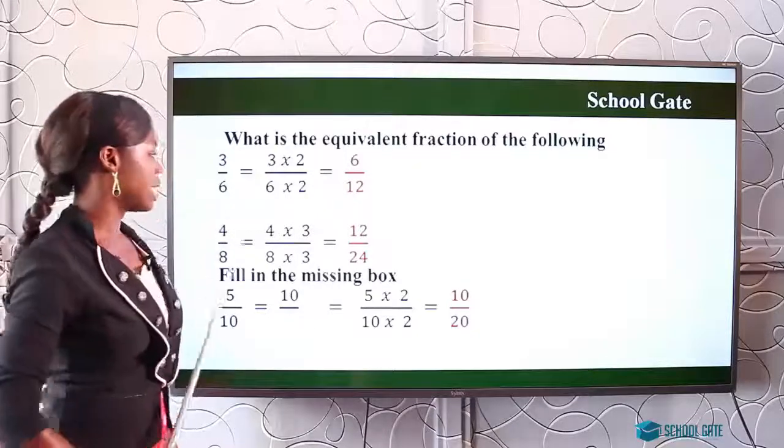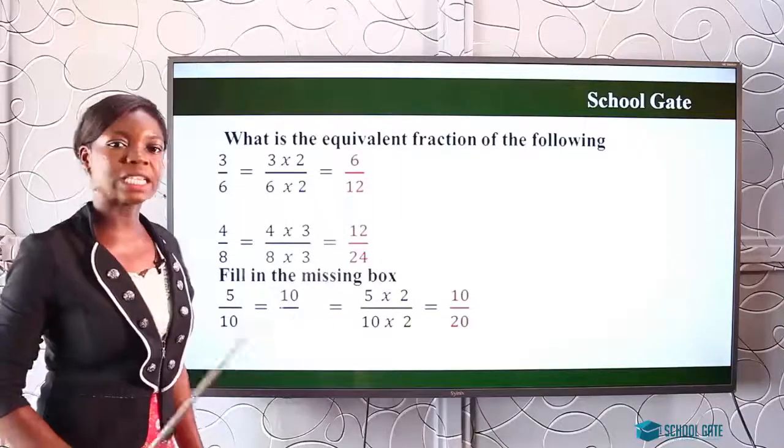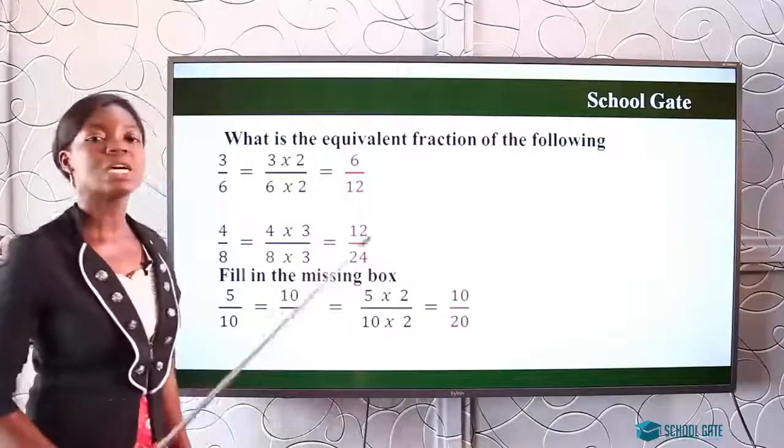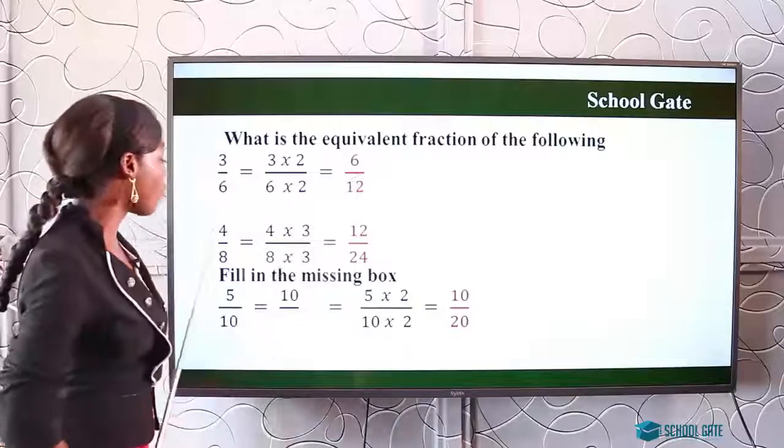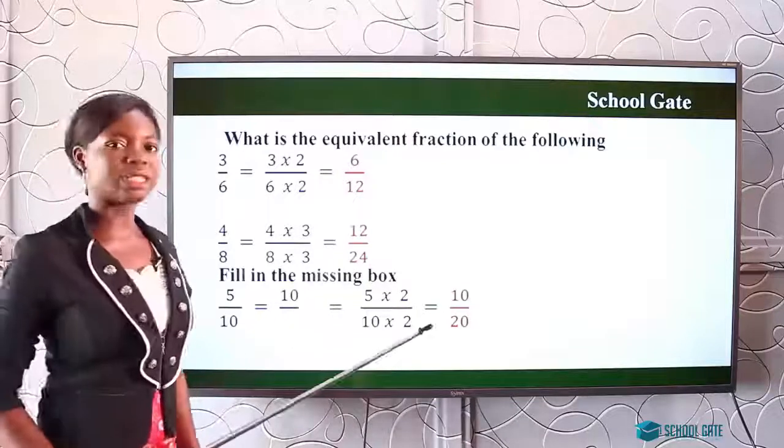4 over 8. Now we made use of 3 here. 4 times 3 will give us 12. 8 times 3 will give us 24. That means the equivalent fraction of 4 over 8 can also be 12 over 24.